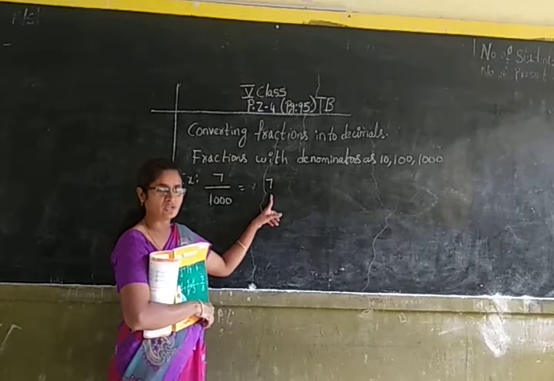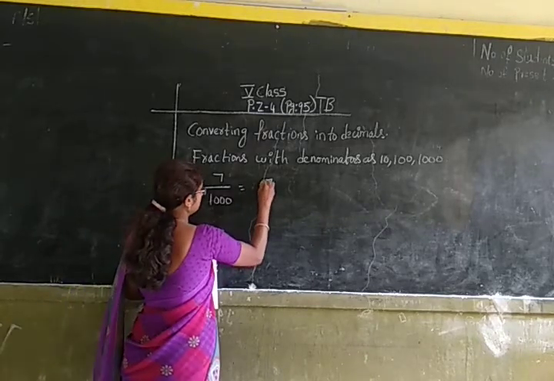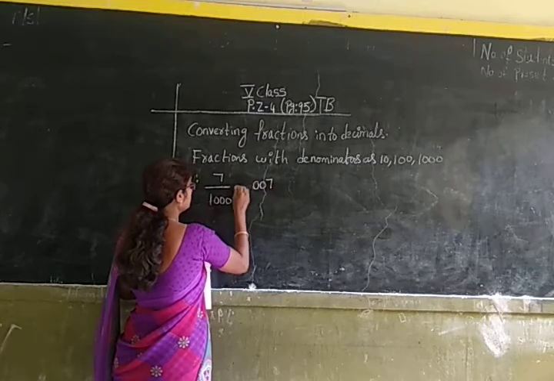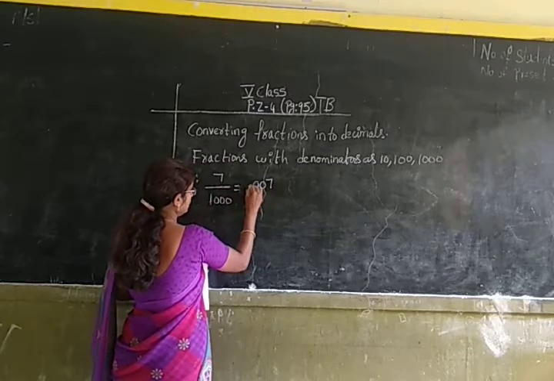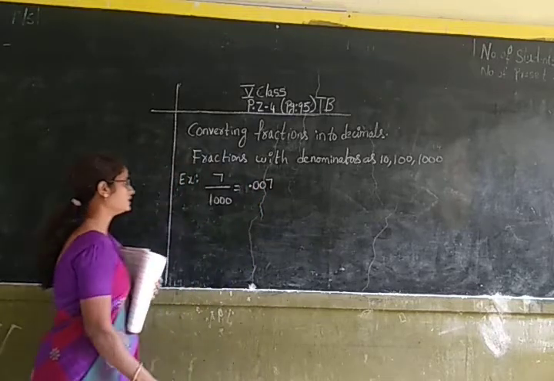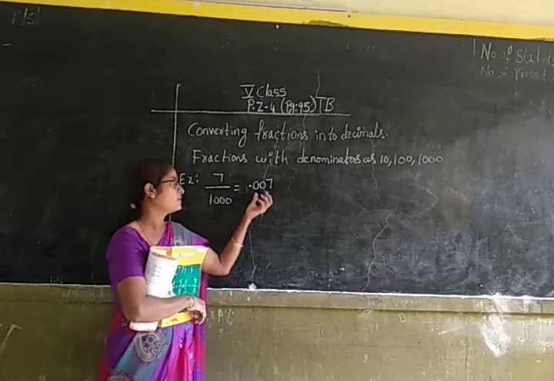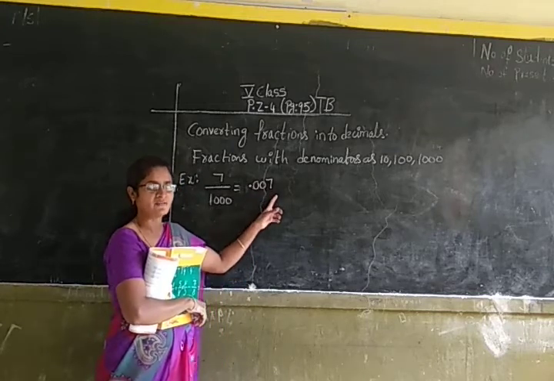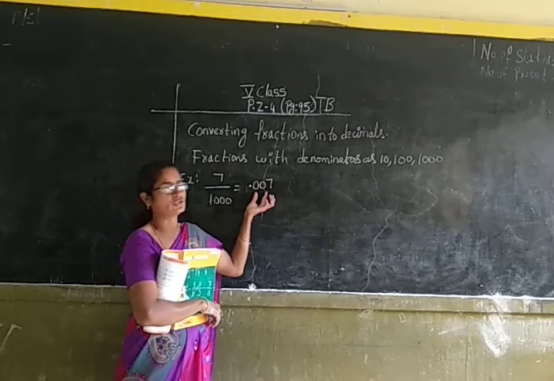Here we are having only 1 digit. For the sake of other digits, let us take 2 zeros. So now how many digits? These are 1, 2, 3. So you have to put a point after 3 digits. Since we are having only 1 digit, for the sake of the other 2 digits, we have taken it as 0.